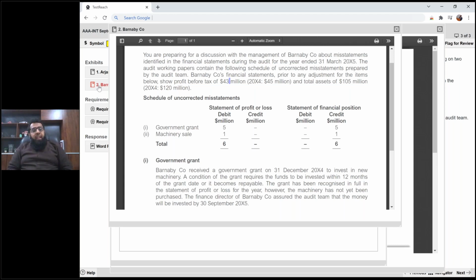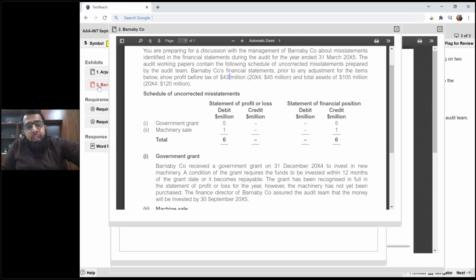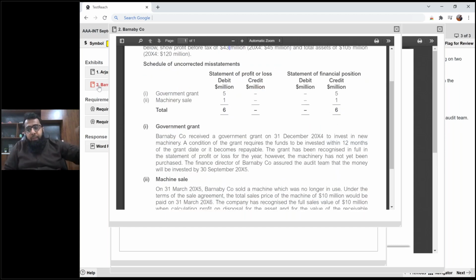Now, here, the first matter which we have to discuss was government grant. They received a government grant of $5 million during the year. And they recognize this grant as an income in the year, whereas they have not yet satisfied the condition of the grant. Now, the condition of the grant requires that the funds be invested within the 12 months. So they have not yet satisfied the condition of the grant.